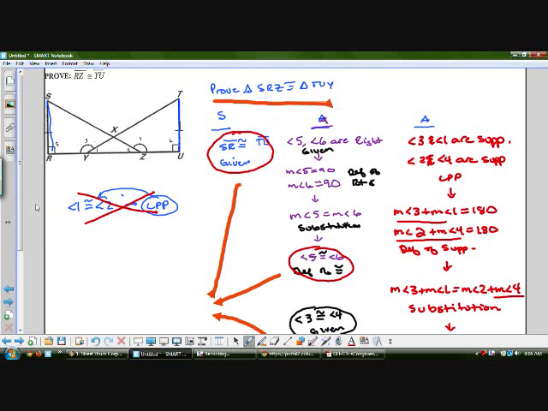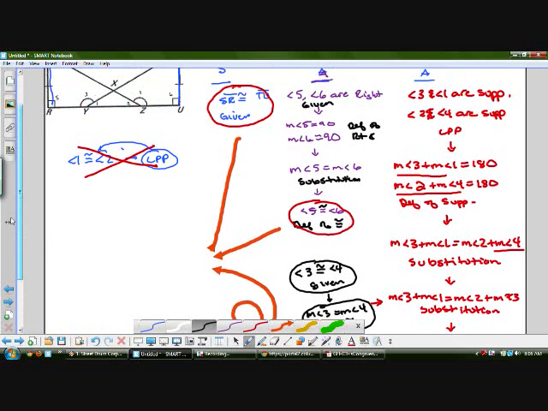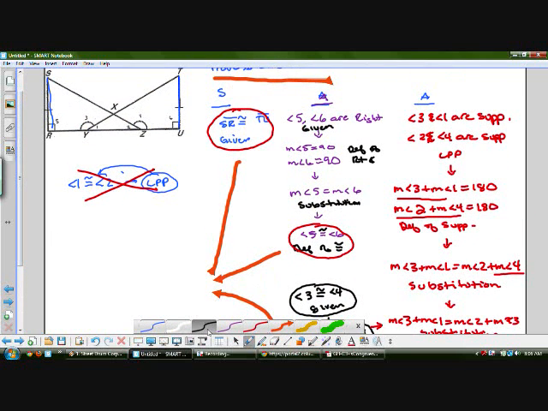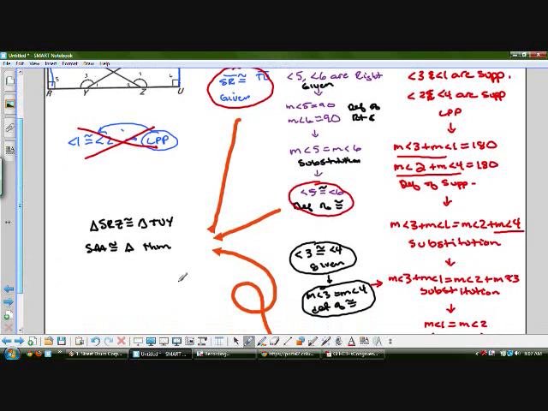Okay. So now that I've shown side angle angle, I can conclude that triangle SRZ is congruent to triangle TUY because of the side angle angle triangle congruency theorem. And because the two triangles are congruent, I can directly conclude that RZ is now congruent to YU. And that's going to become the definition of congruent triangles. So this was actually what we wanted.